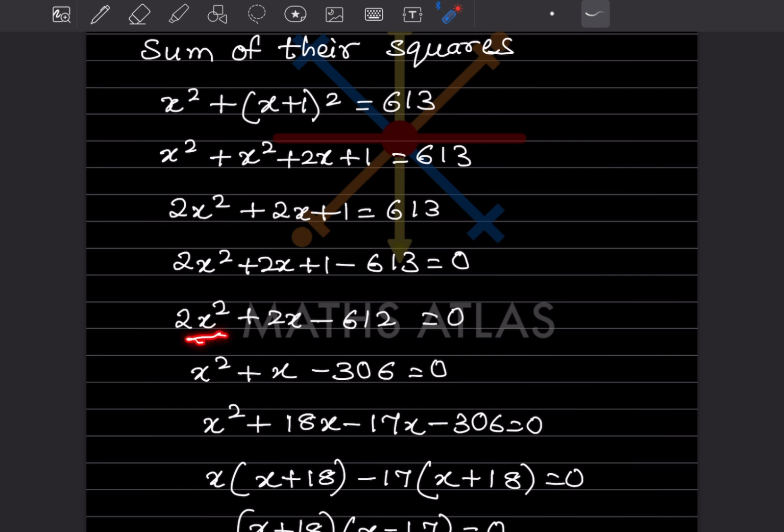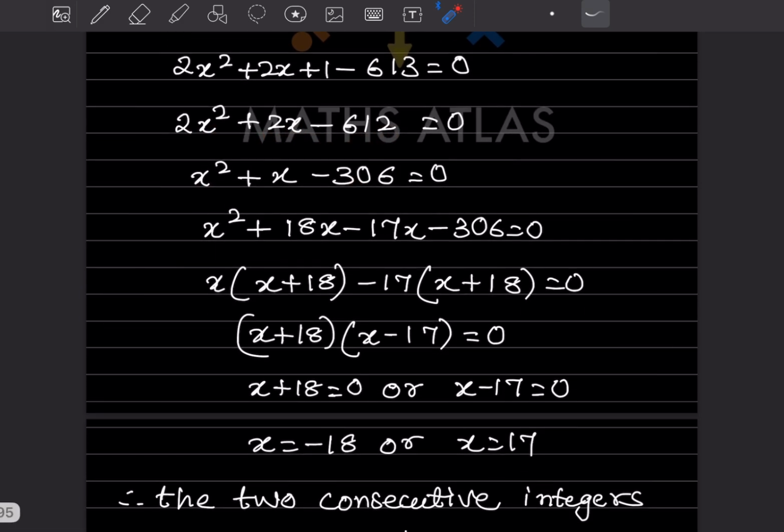So now you can see from these three terms we can take 2 common. So we will take 2 common, this will be divided by 2, this also by 2, this also by 2. So it should be x square plus x minus 306 is equal to 0. Now we'll take the factors of this one. This is the first term, middle term, and the last term.